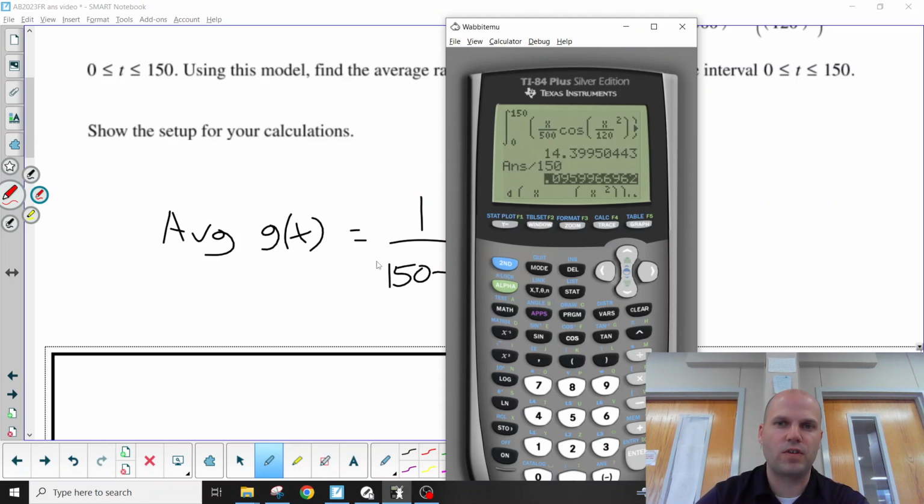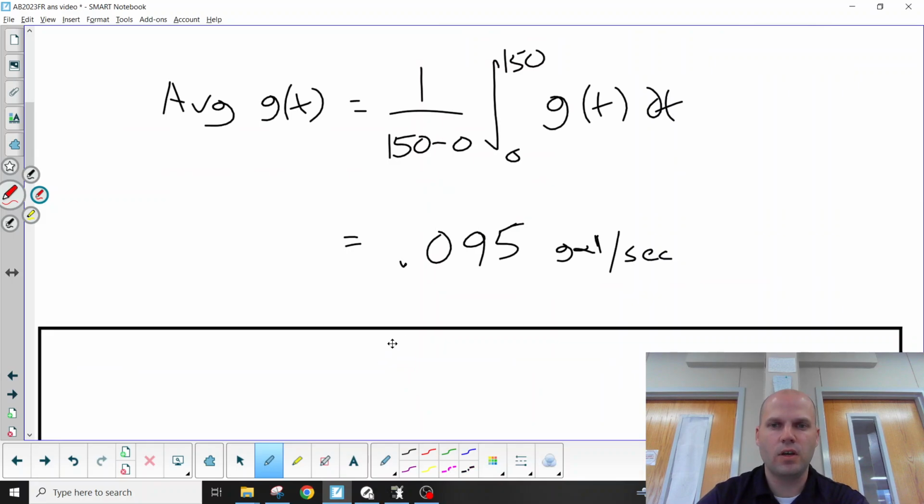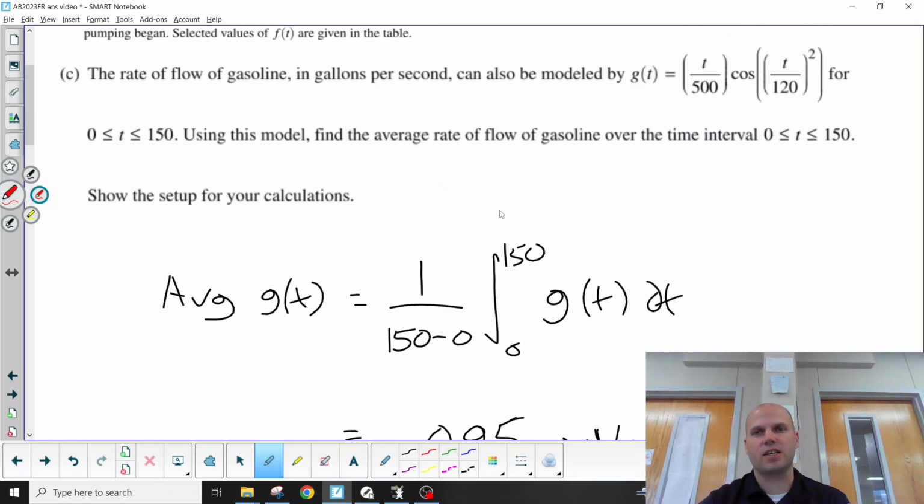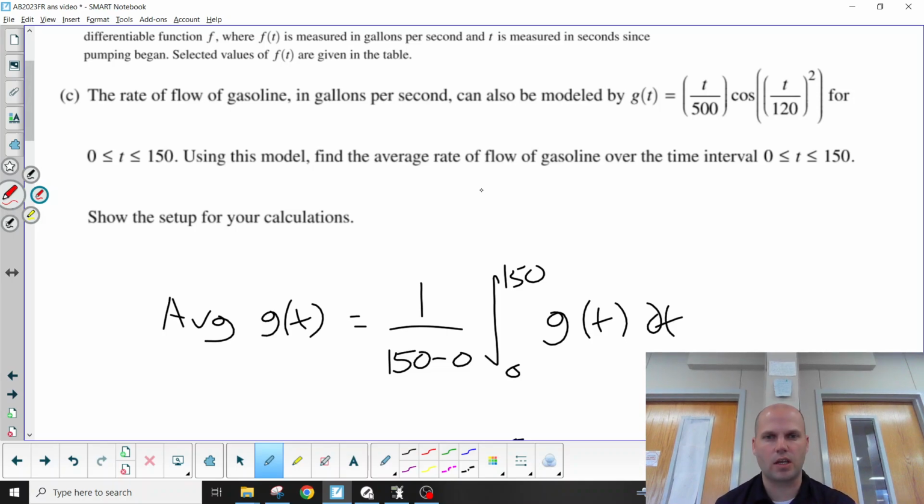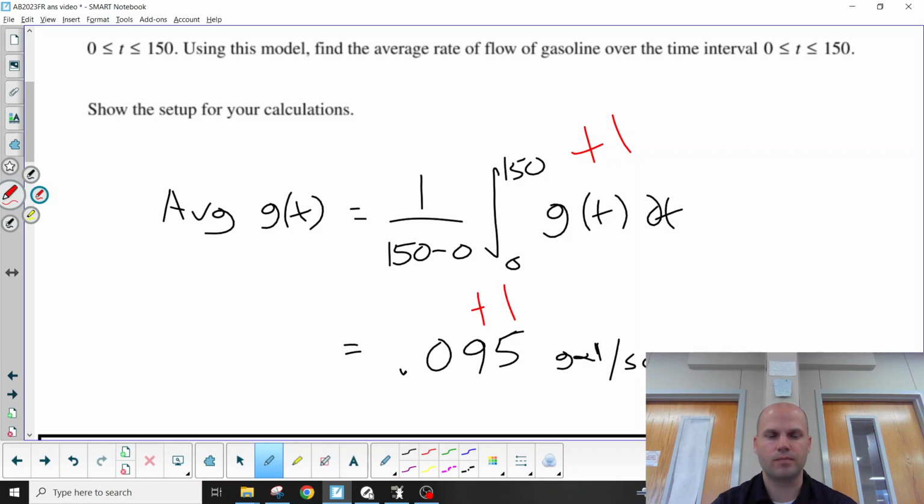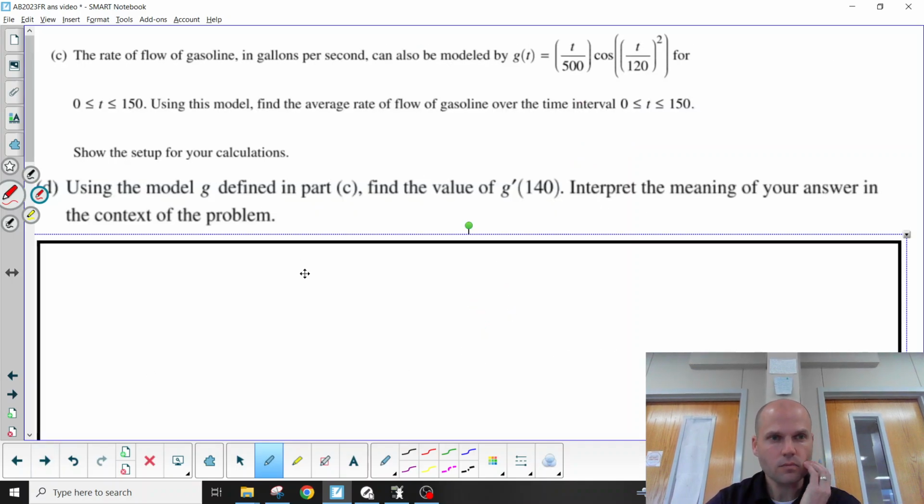Divide that by 150, you get 0.095. This would be in gallons per second because it's an average G. I think this is worth 2 points. I think 1 point for an integral, 1 point for the answer. So we're at 7. And then G prime of 140.